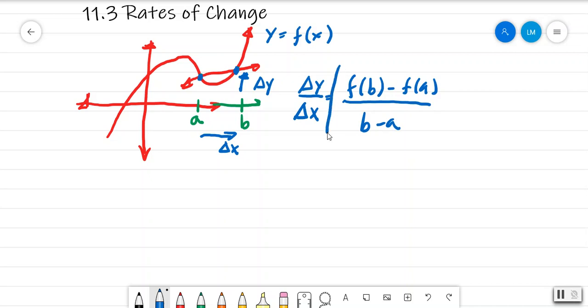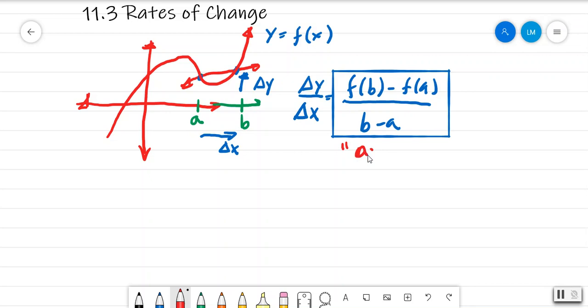Now, technically this is the formula that you learn in algebra where you're talking about rates of change or average rate of change. So we'll just put that this is the average rate of change.